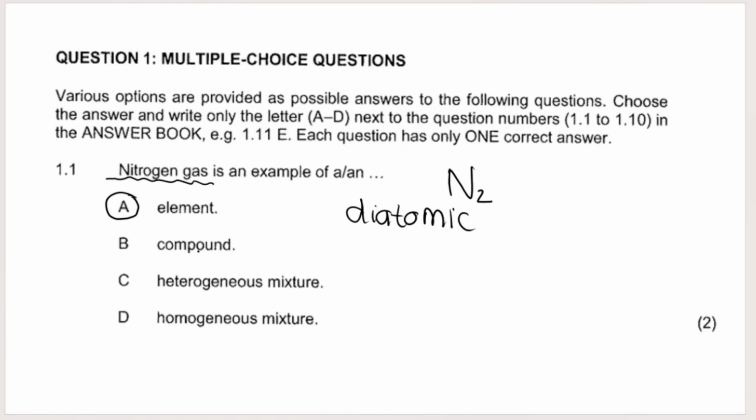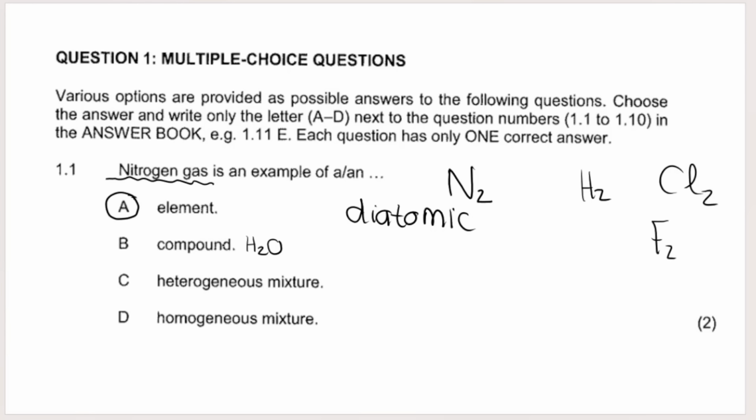Well, remember, compounds only refer to things that have two or more different types of atoms bonded together. So, for example, H2O is a compound. Okay, but diatomic elements include things like nitrogen gas, hydrogen gas, chlorine gas, fluorine gas, and so on.